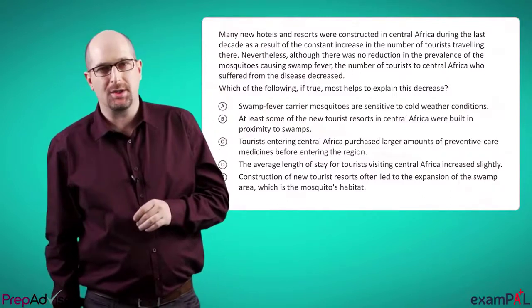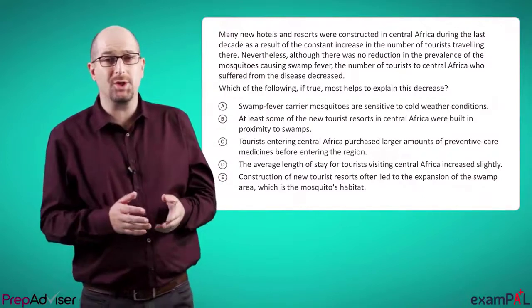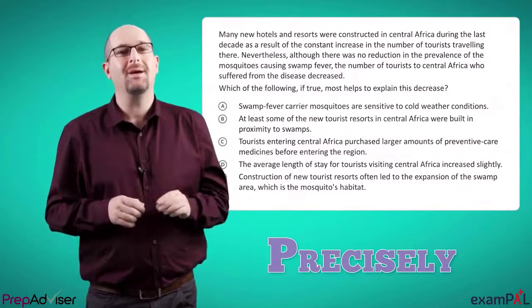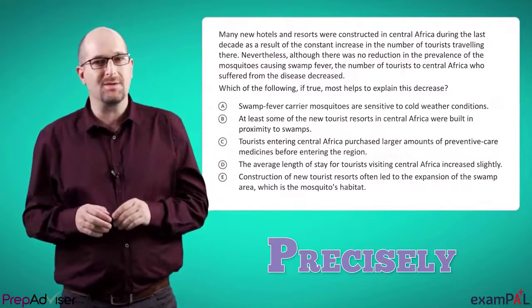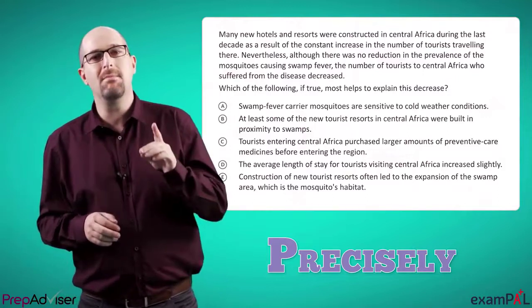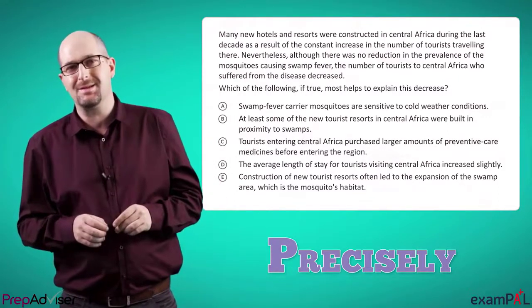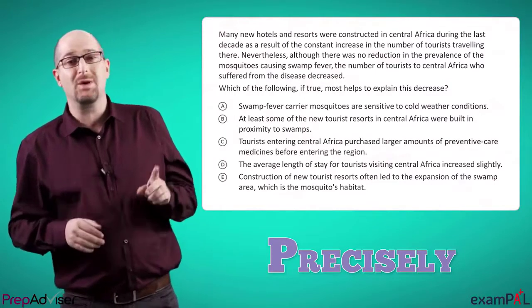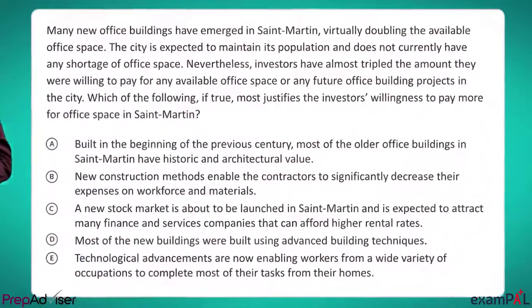In this question, the passage gives us enough information so we can answer the question precisely. If changes in the number of mosquitoes were not the cause of the decrease in the number of tourists suffering from swamp fever, it must be the tourists themselves who are better protected against the disease, which is exactly what C tells us. Let's look at another question. Pause the video and give it a go.